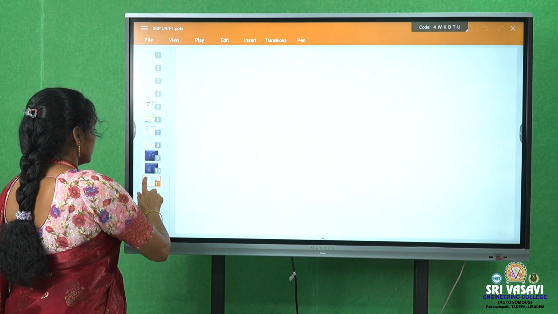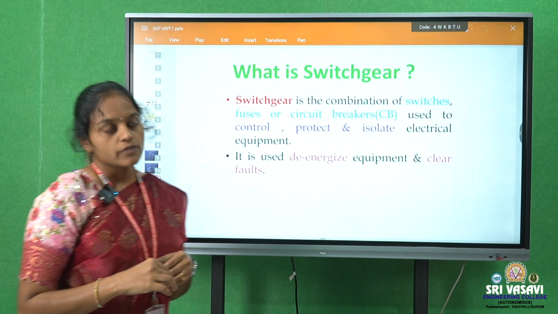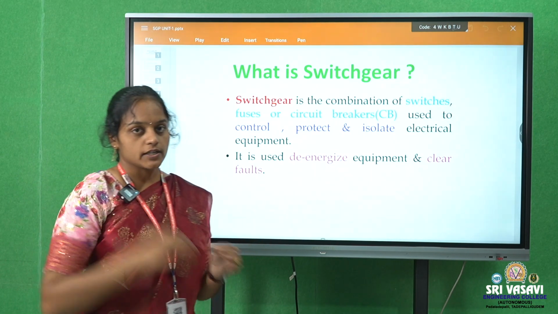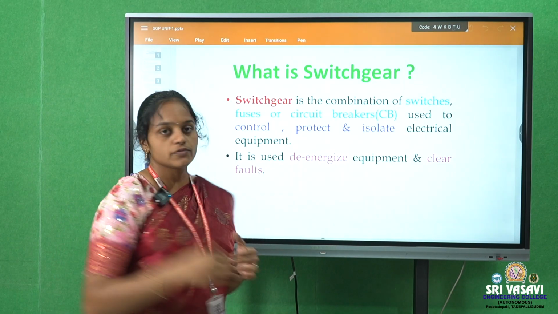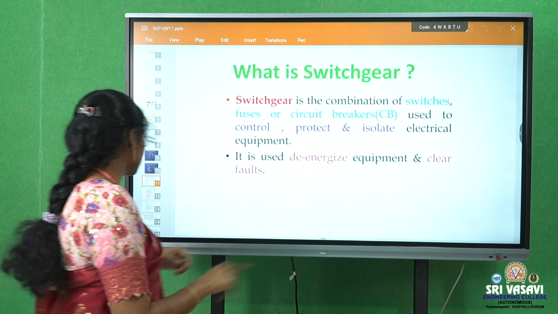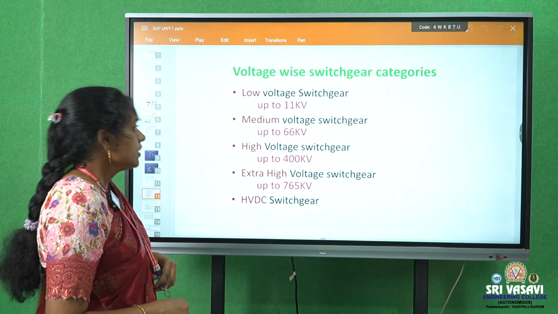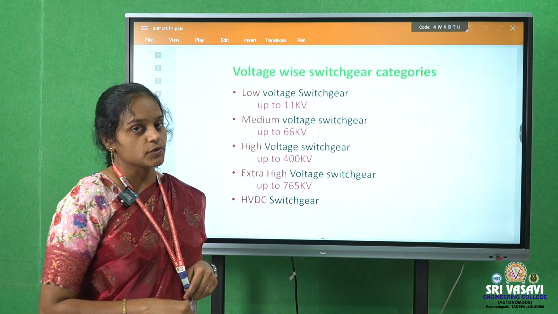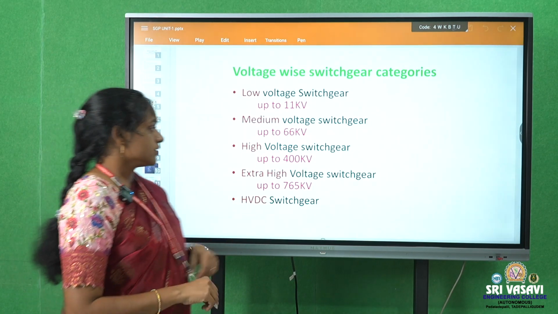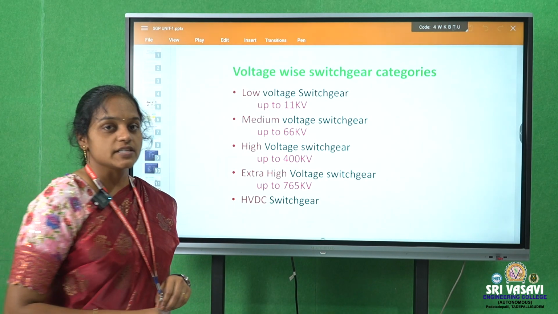So switchgear is a combination of switches which protects the power systems from faults and overcurrents, and which isolates the faulty circuit from the healthy circuit. It is used to de-energize the equipment and clear the faults. Voltage wise, switchgear is generally categorized into five types. First one is low voltage switchgear, up to 11 kV, and medium voltage switchgear is up to 66 kV, and high voltage switchgear up to 400 kV, and extra high voltage switchgear up to 765 kV. And high voltage DC switchgear is there.